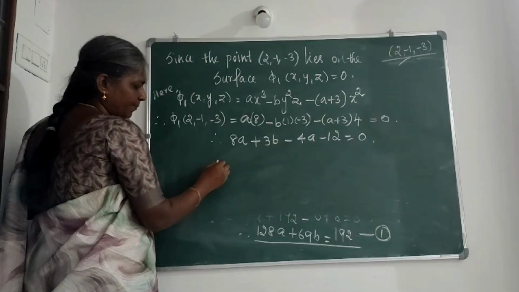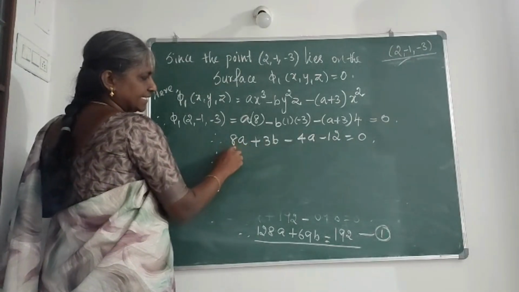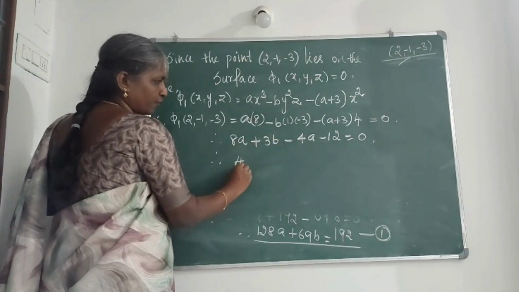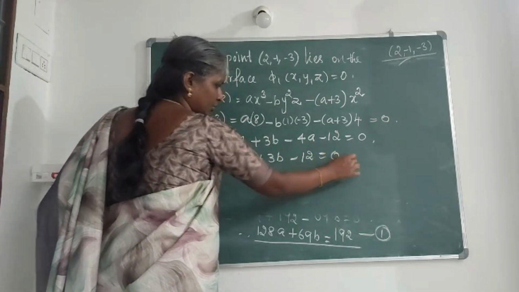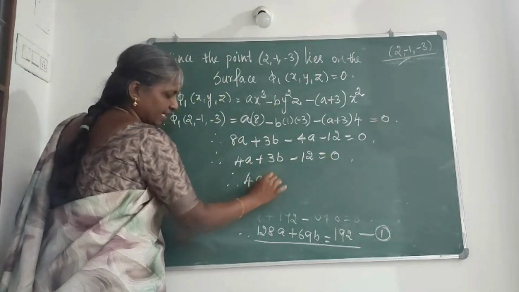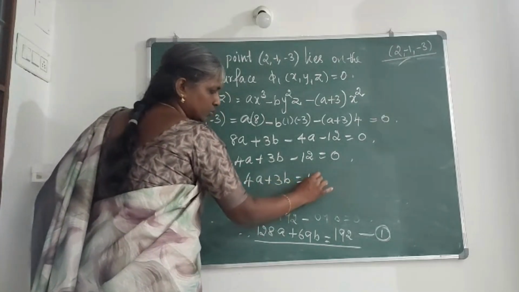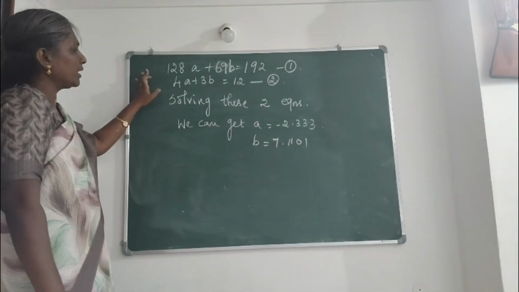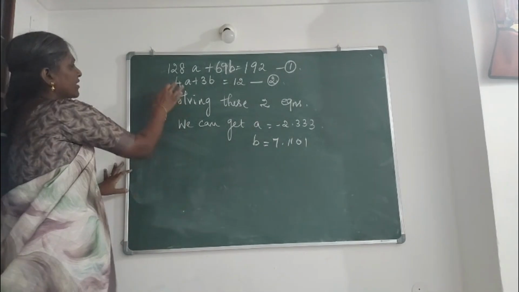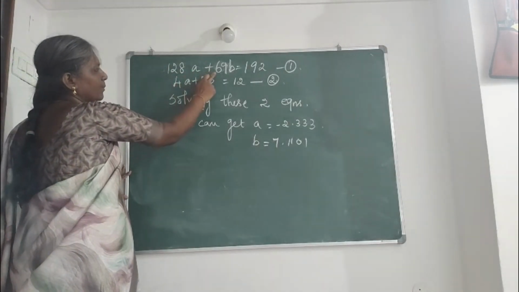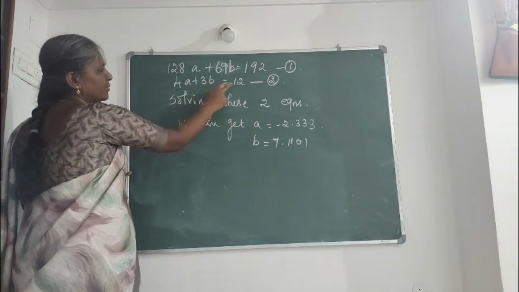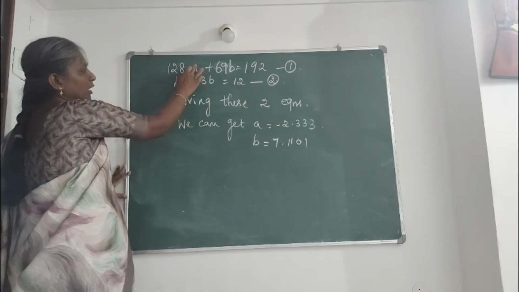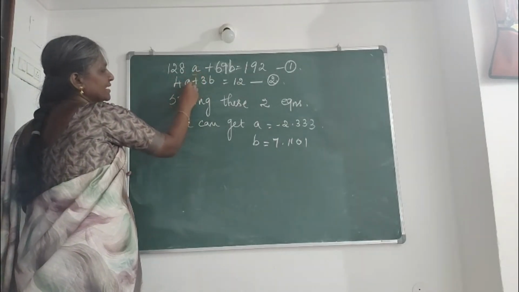What is the next step? Therefore 8a, here we have minus 4a, so 4a plus 3b minus 12 equivalent to 0. Therefore 4a plus 3b is equal to 12. Call it equation 2. So at present we have two equations with two unknowns. The first equation is 128a plus 69b is equivalent to 192, and the second is 4a plus 3b is equivalent to 12.